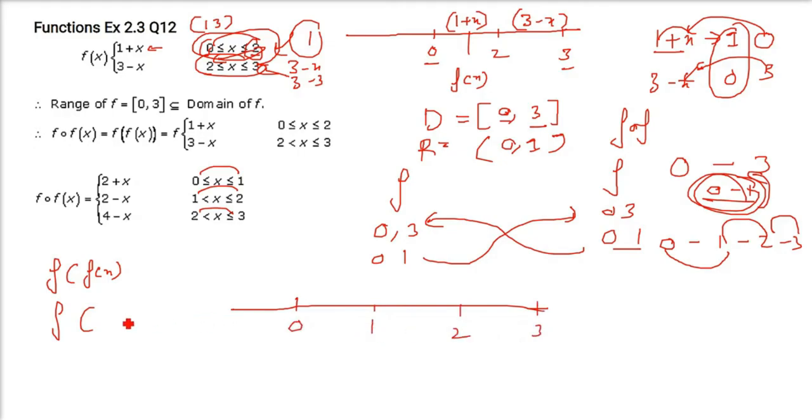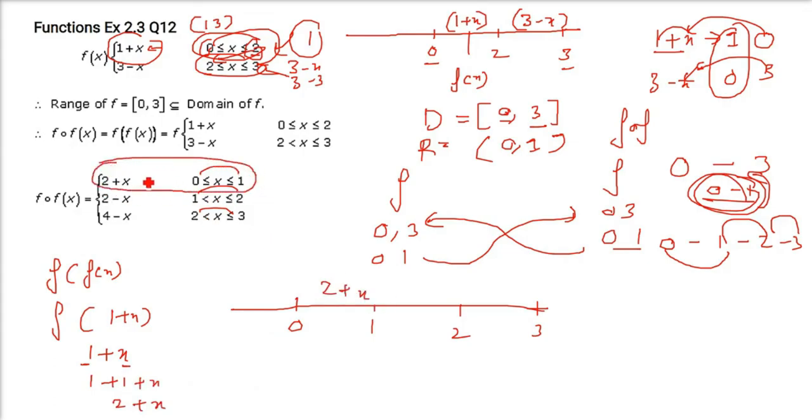So 0 to 1, what we are going to put? 1 plus x. And what you have to put inside this? 1 plus x. So you have to put 1 plus x inside this one in the place of x. So 1 plus, in place of x we are placing 1 plus x. So 2 plus x. So in between 0 to 1 you are getting 2 plus x. You got the idea?